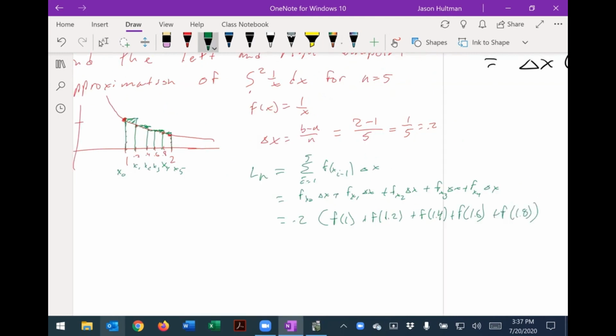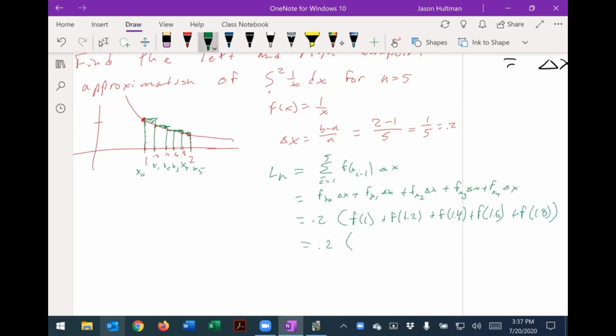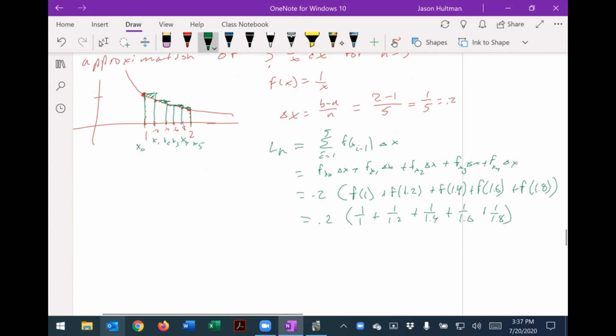And so this is equal to 0.2 times, and the function is just 1 over x. So this is 1 over 1 plus 1 over 1.2 plus 1 over 1.4 plus 1 over 1.6 plus 1 over 1.8. And if I put all of that into a calculator, I get 0.74565, which again I'm going to say is an overestimate. Okay, let's compare this to the right-hand one.